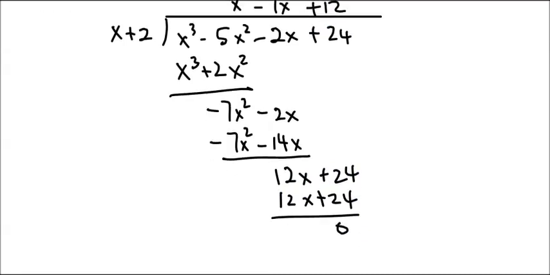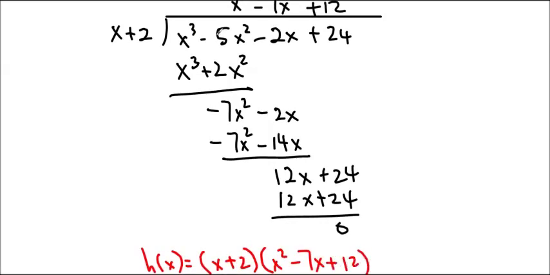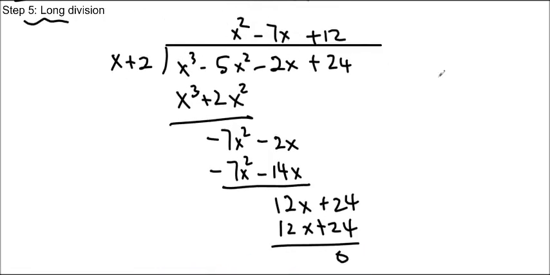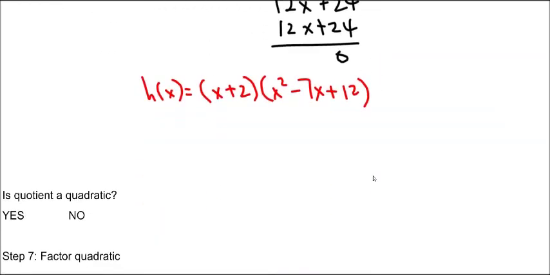So we know that h of x is equal to x plus 2 times x squared minus 7x plus 12, which is, you know, that's the factor and this is the quotient. So we're not fully factored yet, but the next question we ask ourselves is, is the quotient a quadratic? If it is a quadratic, then we can do step 7, which is factor that quadratic, because we're really good at factoring quadratics. Since grade 10 we've been doing it.